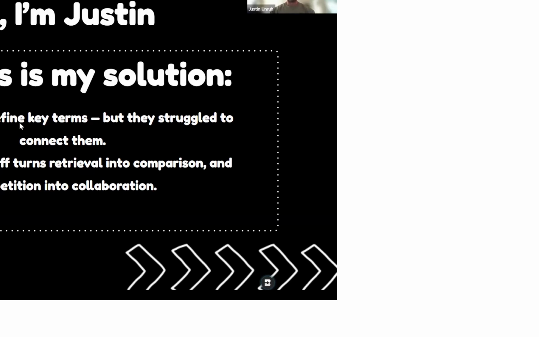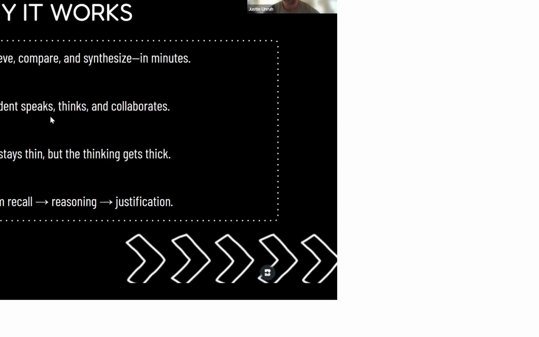So why it works: students retrieve, compare, and synthesize in minutes. It doesn't take forever, right? In fact, this shouldn't take any more than 12 to 15 minutes max. Every student speaks, thinks, and collaborates. There's no way to hide. The slide stays thin, but the thinking gets thick. It's cheesy, I put it on there. And it moves from recall to reasoning and justification. It gets all that with just thin slides, right? Thin slides are so uncomplicated. They're so easy, but we're getting some really deep thinking out of it because we're using things to create synthesis.